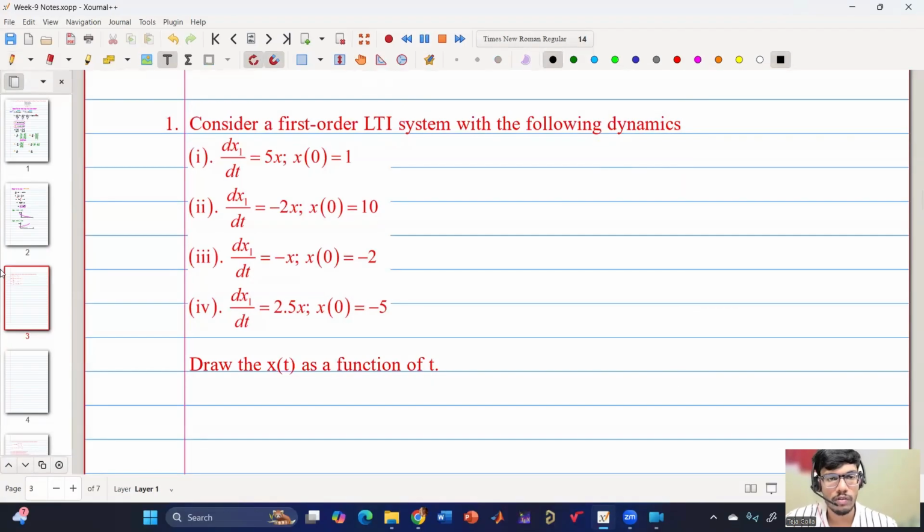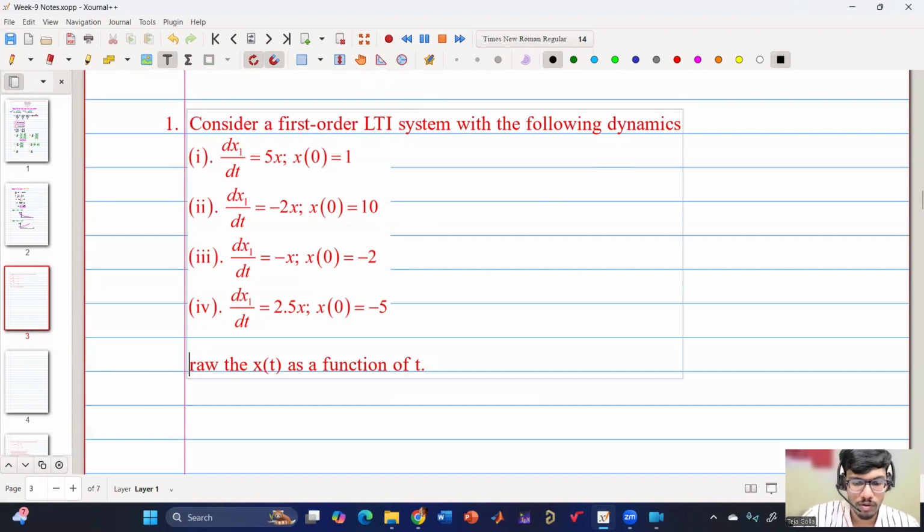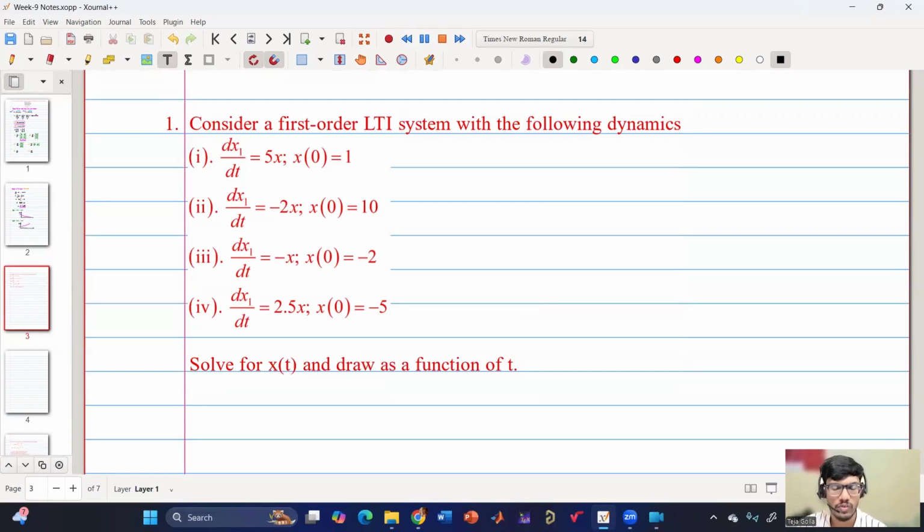So in this case, what we are going to do is draw x of t. First we have to solve for x of t and then draw it as a function of t. So can you tell me for the first question, what will be the x of t?